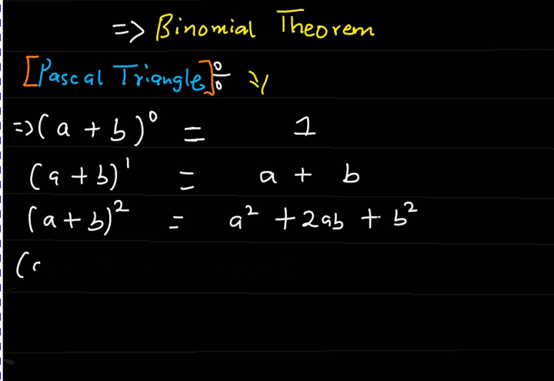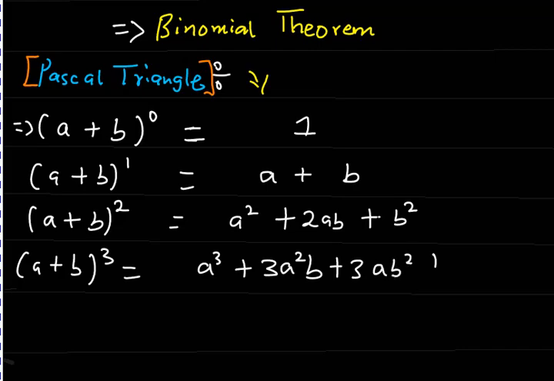Now, if you perform the expansion of degree 3, what you're going to end up having is a cube plus 3a square b, plus 3ab square, before you now finally have your b cube. So now let's look at the pattern that is being developed in this expansion using Pascal triangle. This is Pascal triangle. As you can see, the shape is the shape of a triangle.